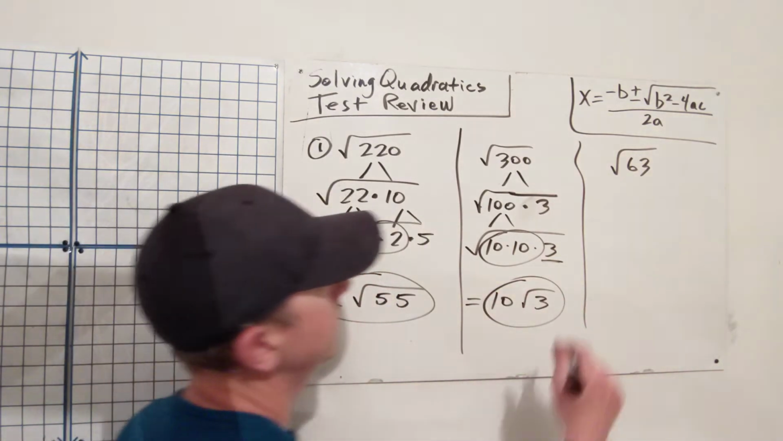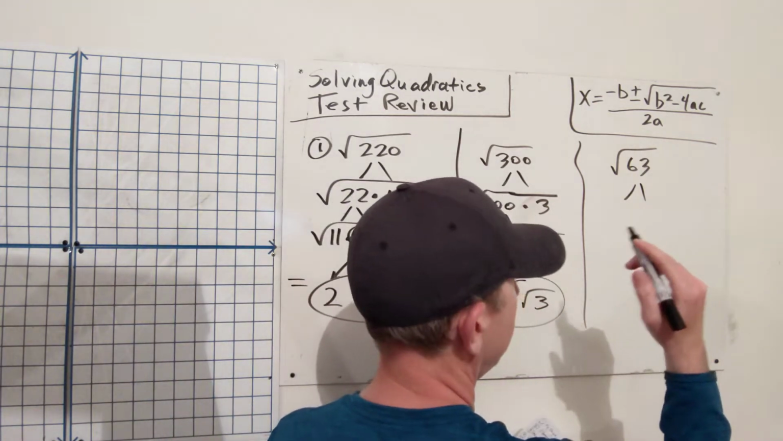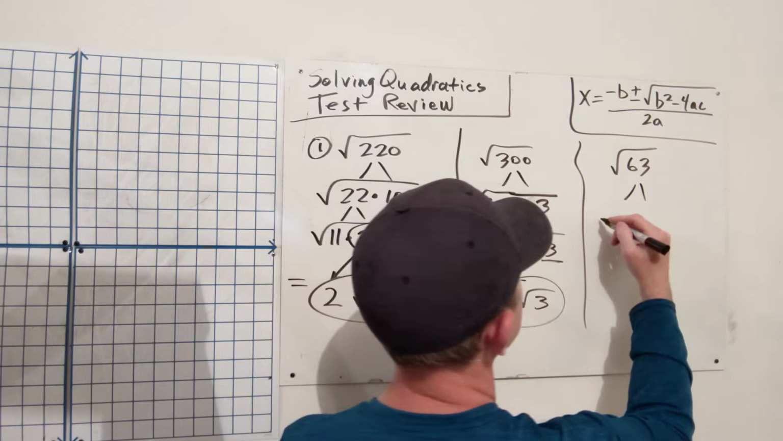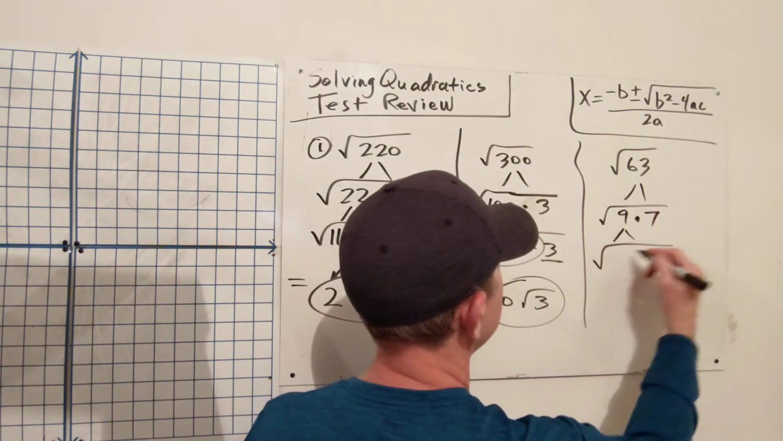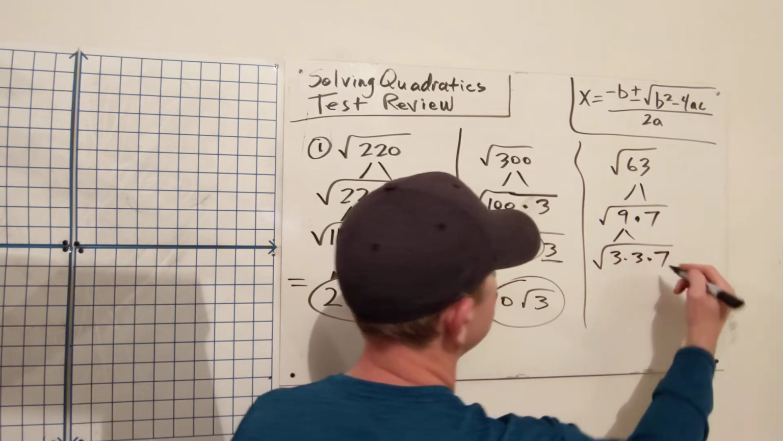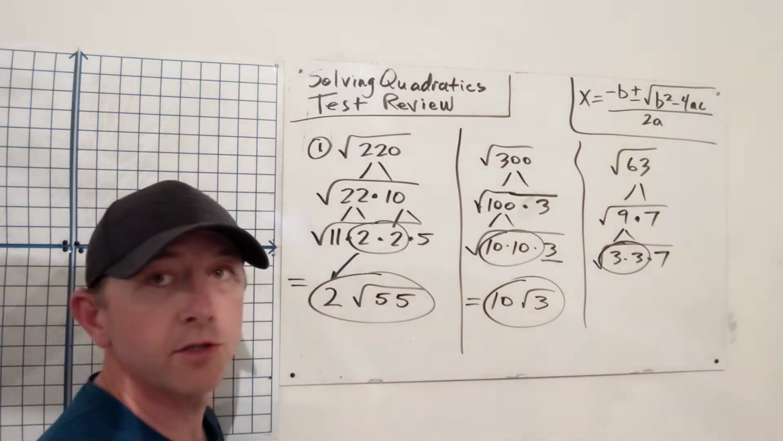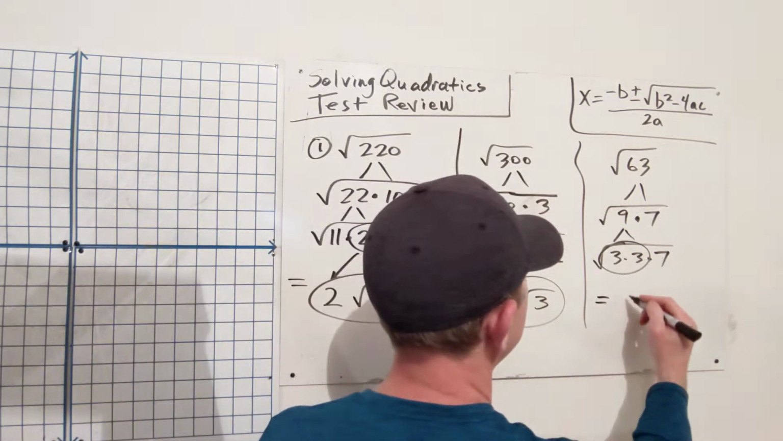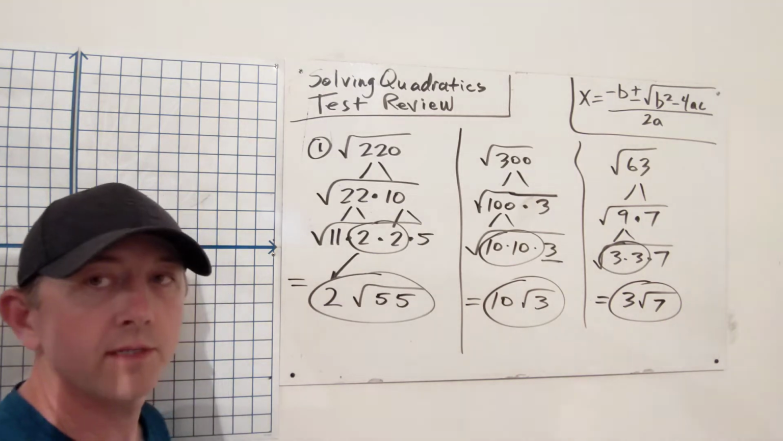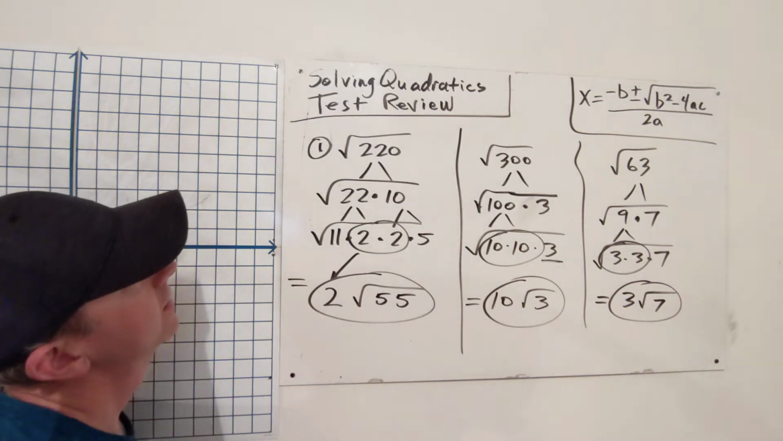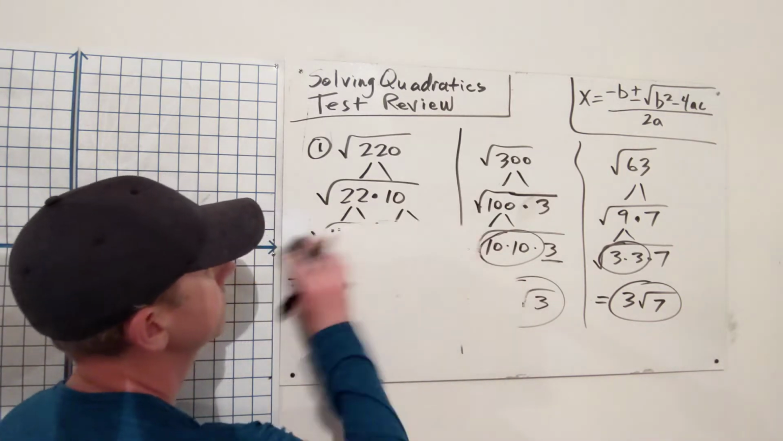So that's that one. And then for 63, you can use 21 and 3, but I'm going to use 9 times 7. That way I can go with the 3's, and you would get this. The thing about doing it this way is that no matter which factors you decide to start with, you should end up with the same pair at the end. So here we end up with 3 radical 7. So there you go. There are 3 examples with simplifying radicals. Okay?